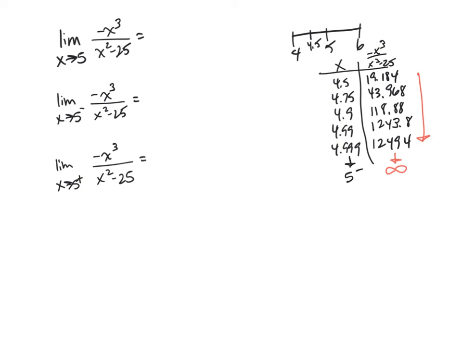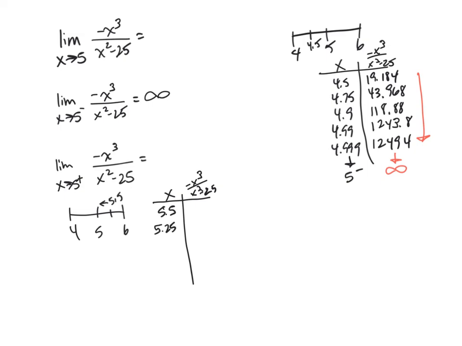All right, let's check and see what happens on the right. Okay, so again, I'm going to do a quick check here. 4, 5, 6. So from the right, I'm going to start at 5.5 and work my way toward 5. They're going to get slightly smaller and get closer and closer to 5. And let's see what we get.